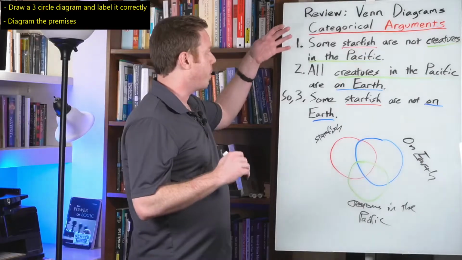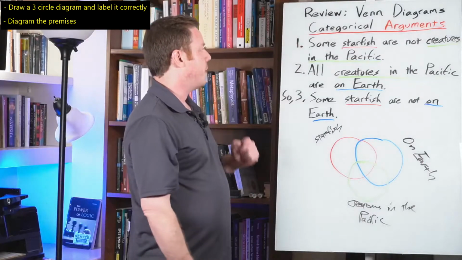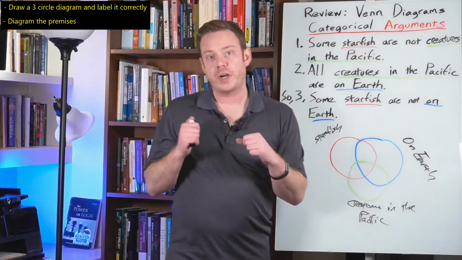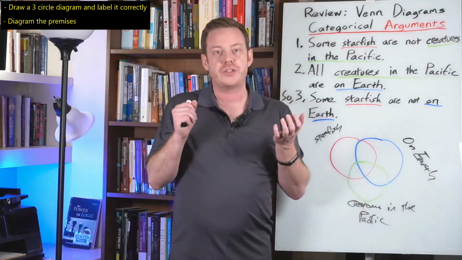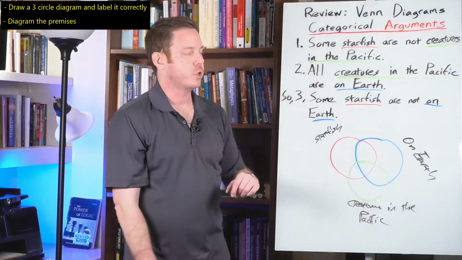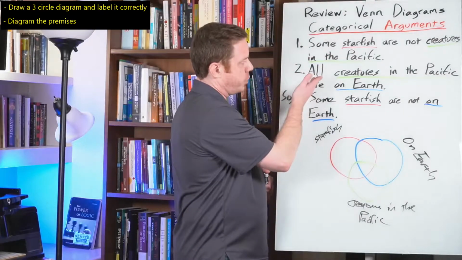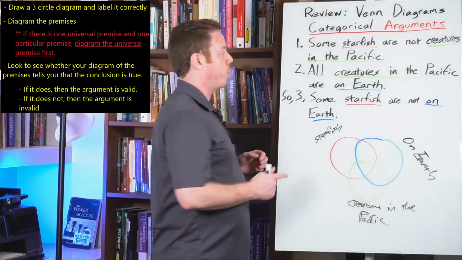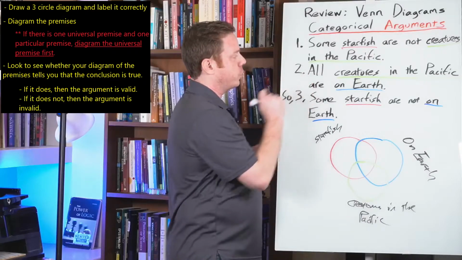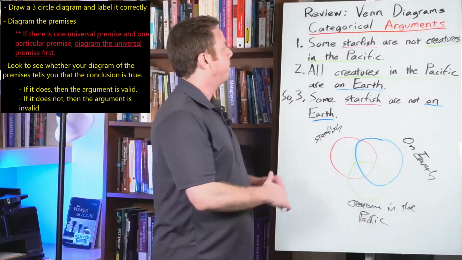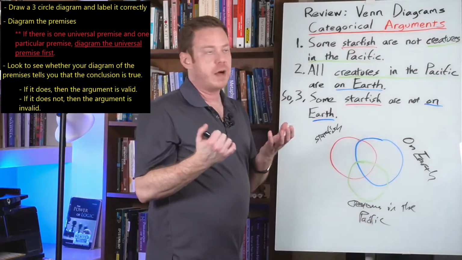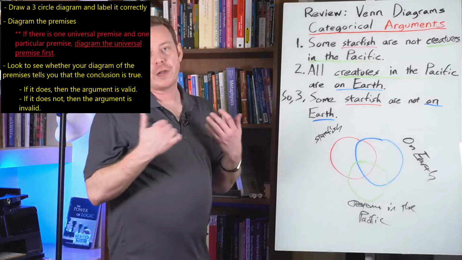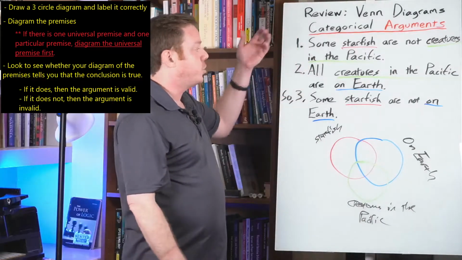Now we need to diagram our premises. So, first premise, some starfish are not creatures in the Pacific. Here is where the rule comes into play. Here is the new rule for when you have a particular statement mixed in with a universal statement. In that case, what you want to do is always diagram the universal statement first. That'll help things out a lot. In fact, it won't just help things out. You can get the wrong answer sometimes if you don't follow this rule.